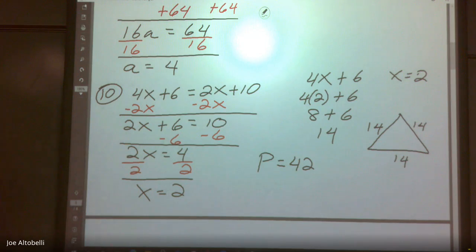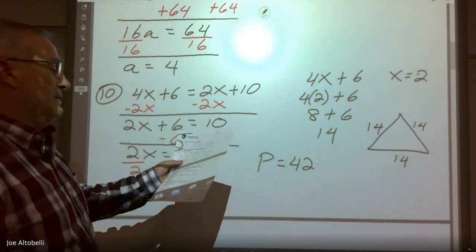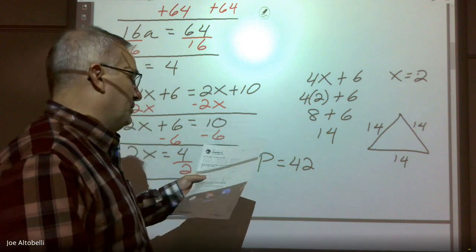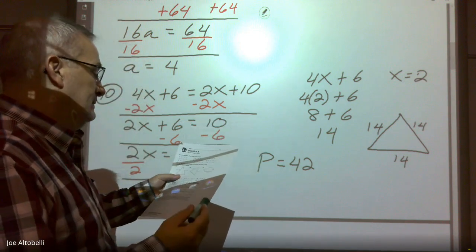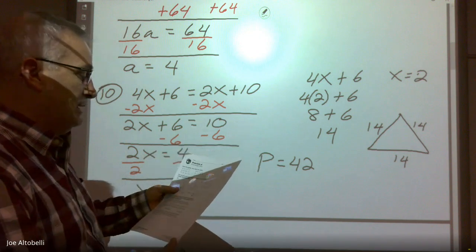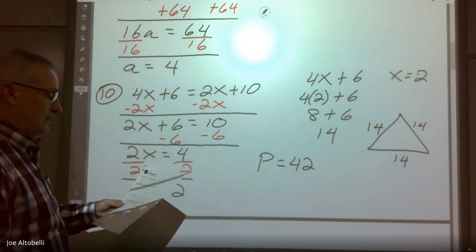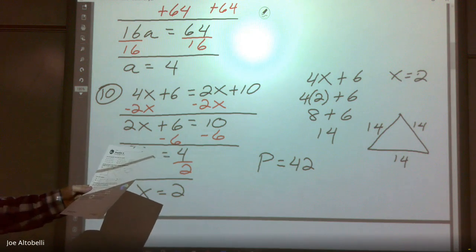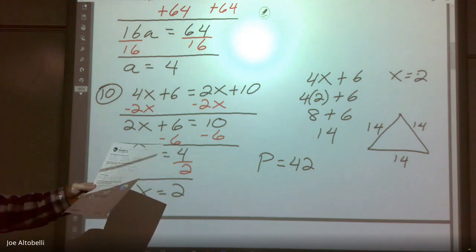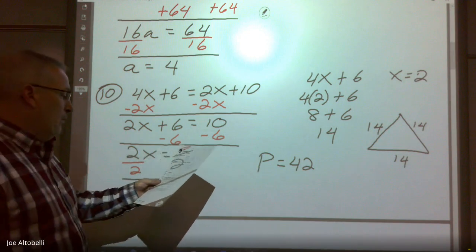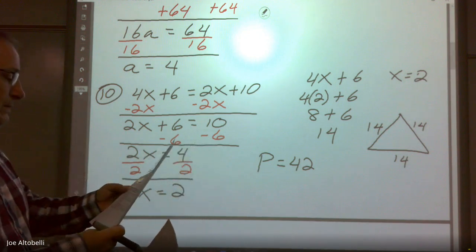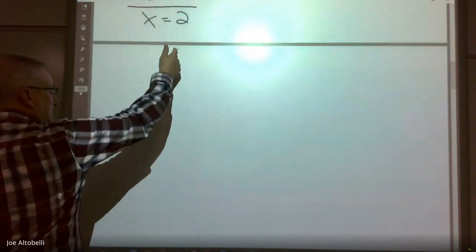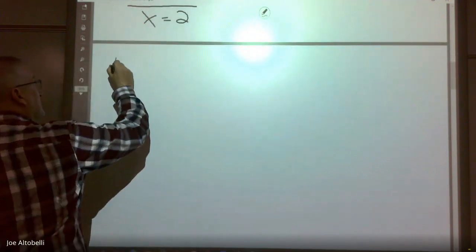All right, now number 11, same process. Number 12, a little bit different. The perimeter there, you have to set up your equation and solve, and then hopefully you can figure that out. All right, so one other problem I want to do is skip down to number 16.